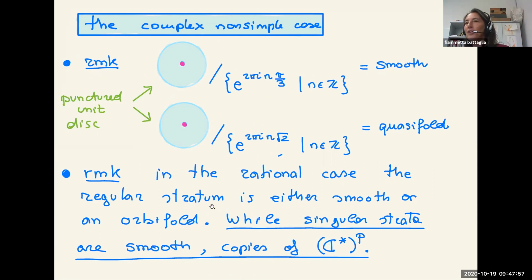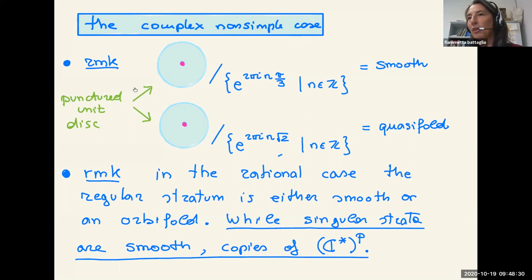I said that in the rational case, the regular stratum is smooth or an orbifold, and the singular strata are smooth. So why do we jump from smooth strata to strata that have the structure of a quasifold when we consider the non-rational case? Because strata, remember, are C star to the P modulo the action of a countable subgroup of S1 to the P.